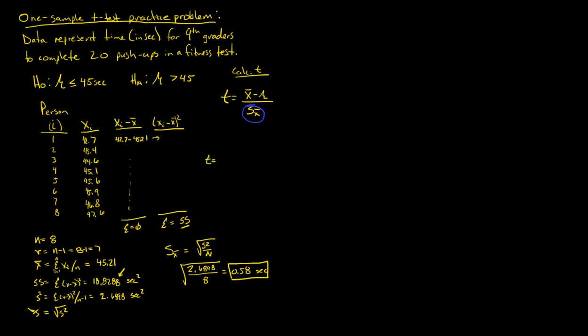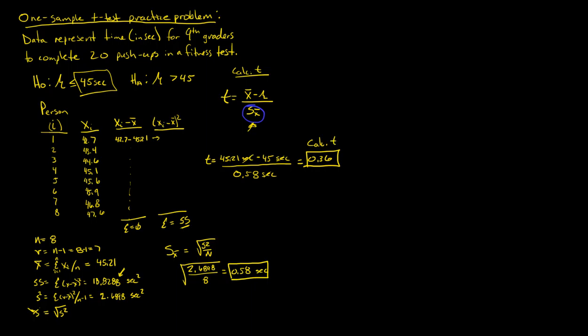So our t is our x bar, which is 45.21 seconds, minus the mu that we're choosing here, which, going back to our null hypothesis, is 45 seconds, and then divided by this standard error of the mean term, which is 0.58 seconds. All of our seconds cancel. We get 0.36, a unitless value, for our calculated t.